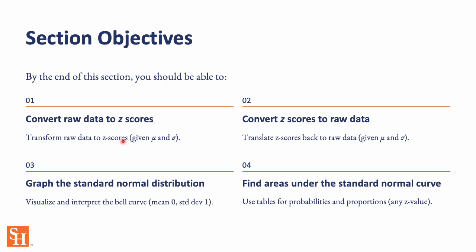In today's module, we will learn how to convert raw data to a standard normal distribution, meaning to a Z-score, and how to convert the Z-score back to raw data. We will also learn how to interpret the graph of a normal distribution, and how to find the area under the standard normal curve.